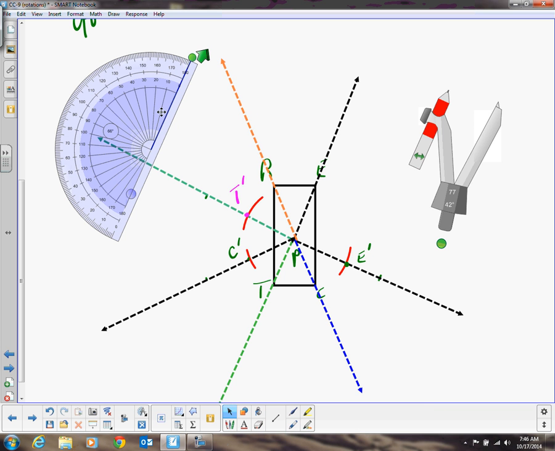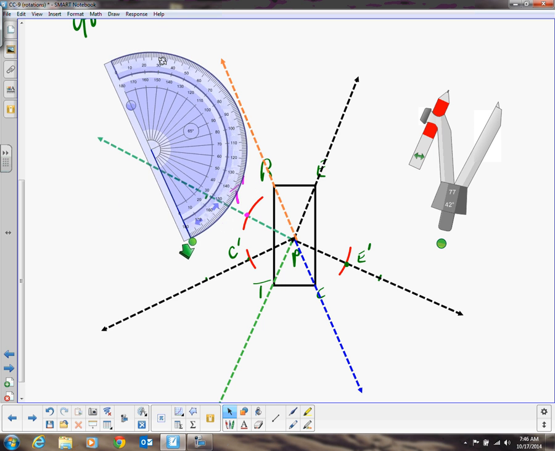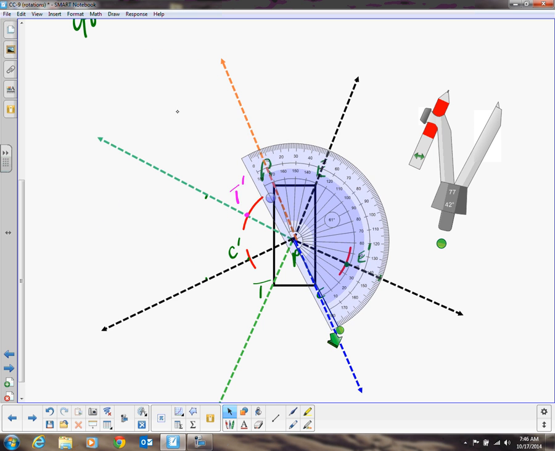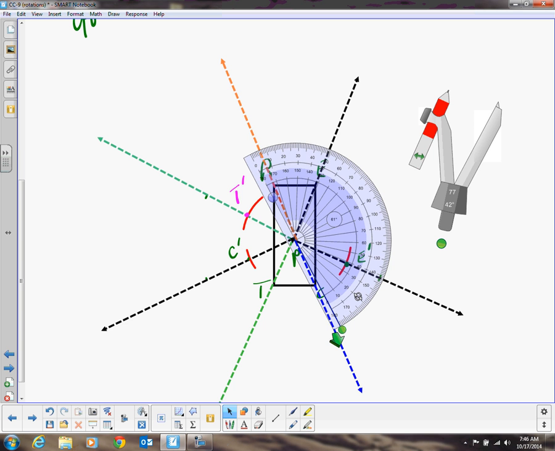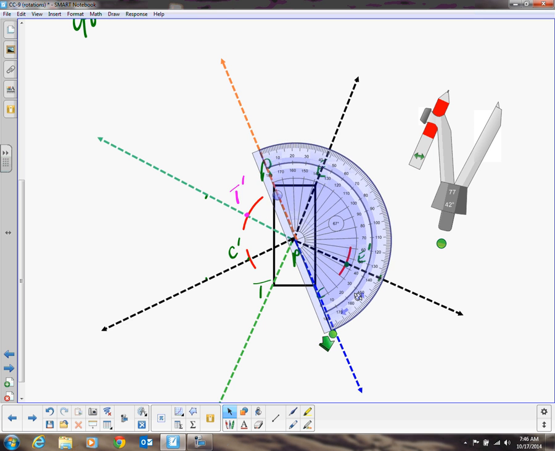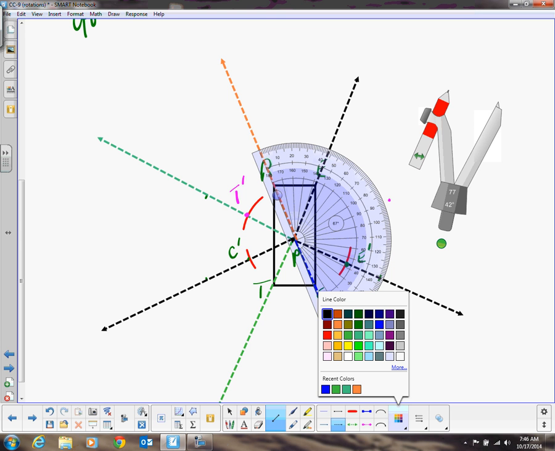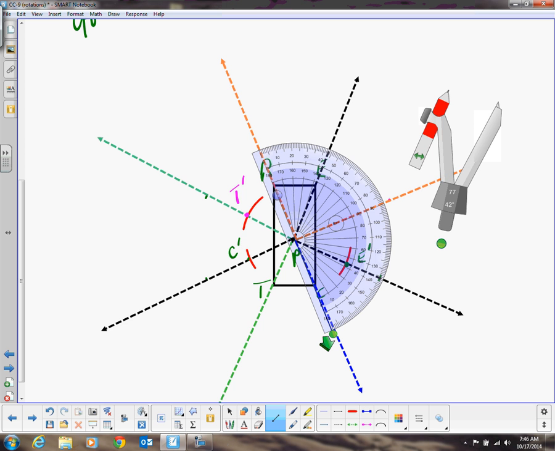I'm going to take my protractor. I'm going to put it here on the center of rotation. My question is, if I were to go this way, is that a positive or a negative angle? Well, I'm going with the clock, and with the clock is negative. Alright, there's 90. I'm going to take my line tool. I'm going to make it red. And I'm going to go from the center through there. Alright, now what do I do?